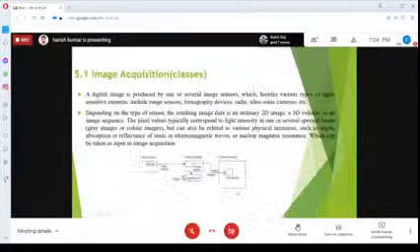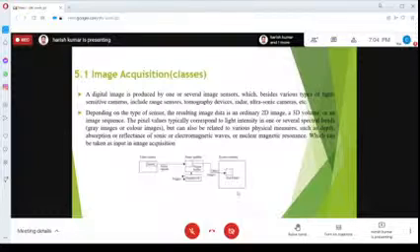In image processing, there are different classes involved. The first one is image acquisition. Image acquisition means taking an image as an input. A digital image is produced by one or several image sensors. We have discussed digital cameras before. Through digital cameras, we capture the image, right? So those images will be taken as an input for doing the image processing.